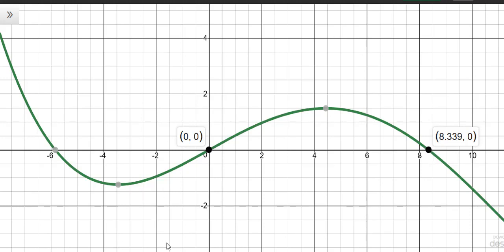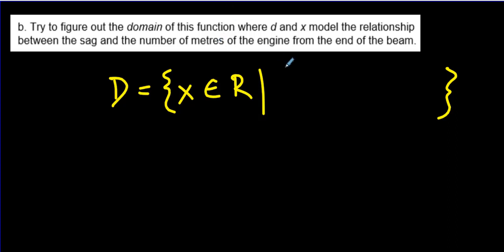So we go back to our thing here and we write x is greater than or equal to 0 and x is less than or equal to 8.3. That is the domain of this situation. So hopefully that is good enough for the domain. Now again, it's going to be confusing if you haven't watched the other video.